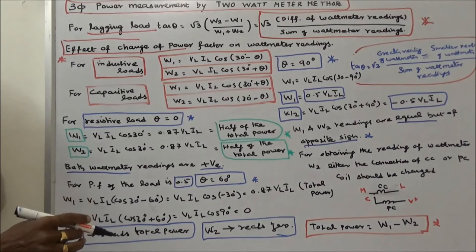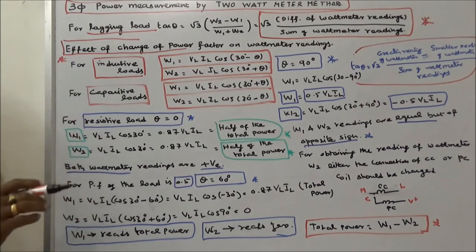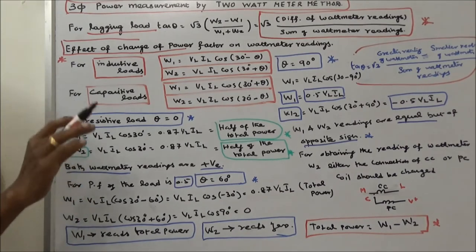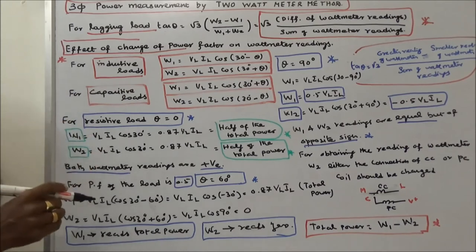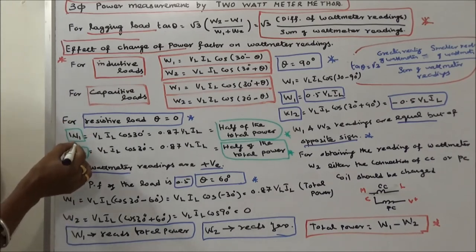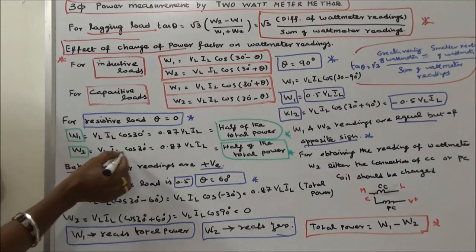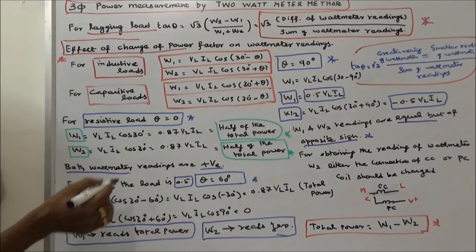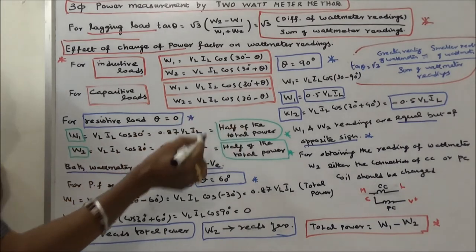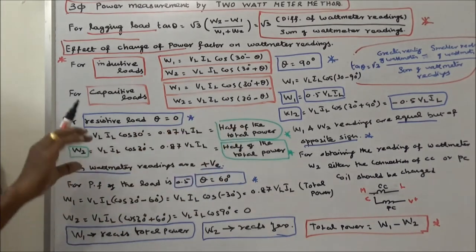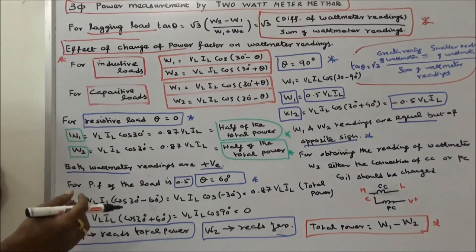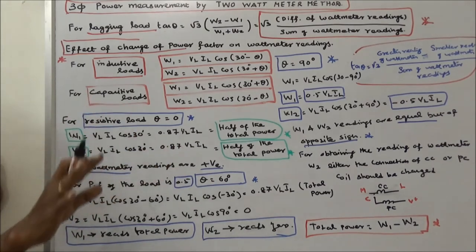Okay. We consider a resistive load. For a resistive load, power factor is 1 and theta is equal to 0. Wattmeter 1 reading is VL IL cos 30. W2 is equal to VL IL cos 30. That is half of the total power. This is half of the total power. Total power is W1 plus W2. Both wattmeter readings are positive.